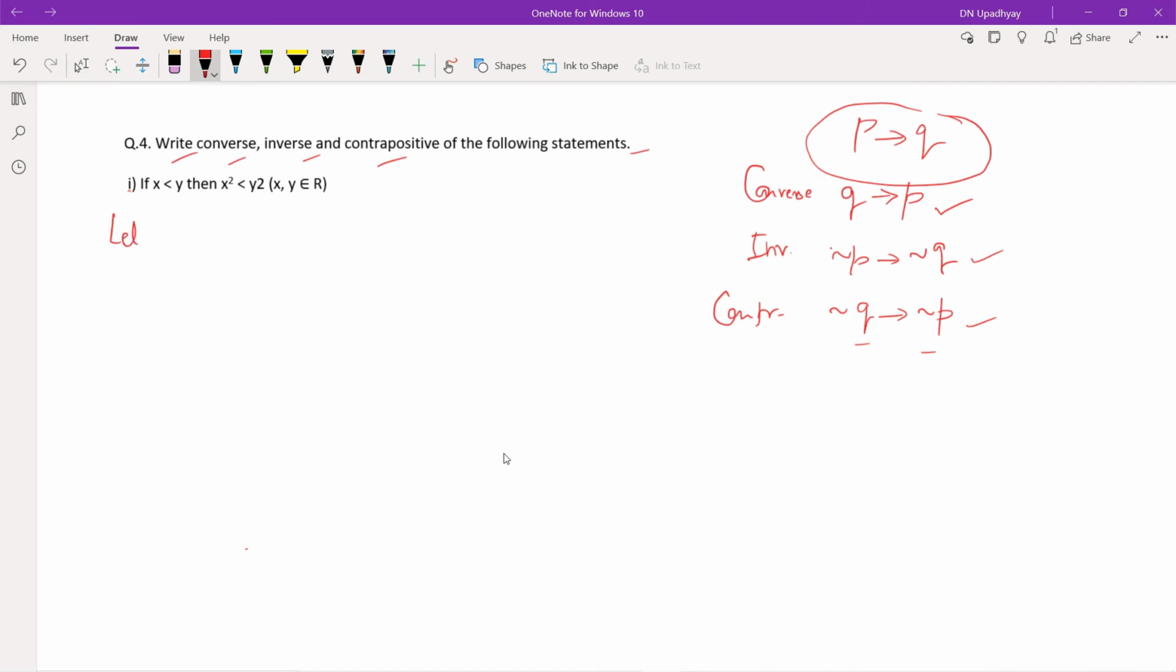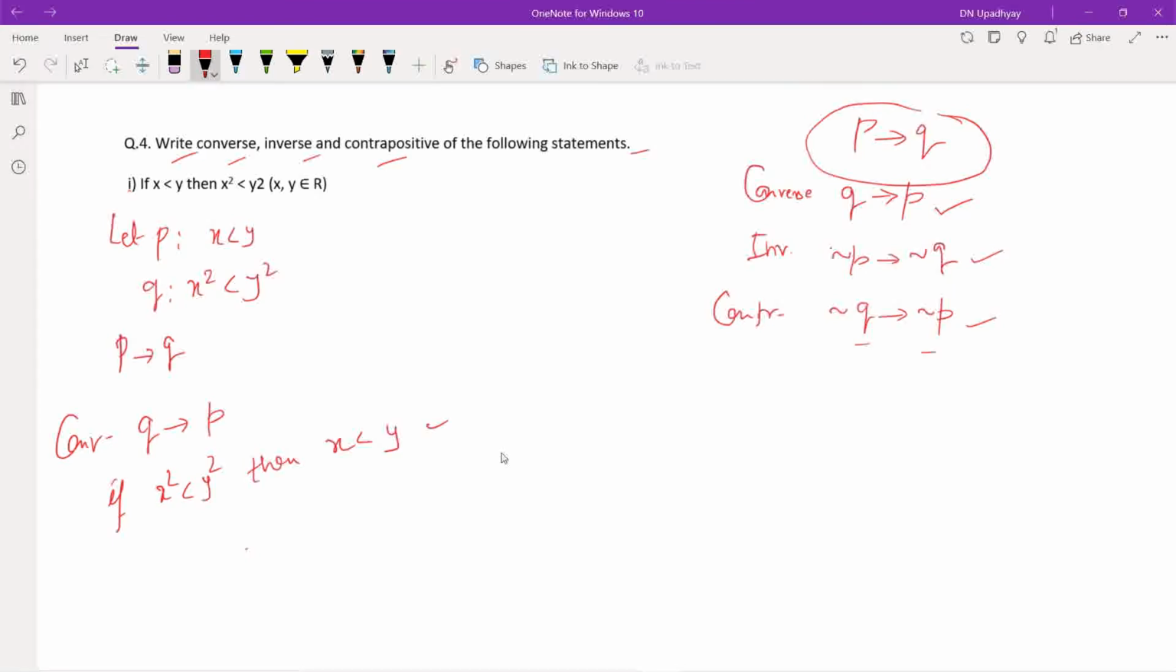So using this, let P be such that x less than y, Q such that x square less than y square. So what is the main statement? The statement is if P then Q. So converse will be if Q then P. So this will be: if x square less than y square, then x less than y. This will be the converse.